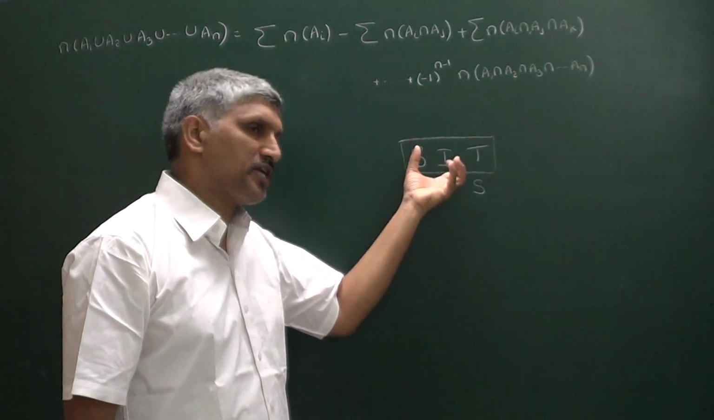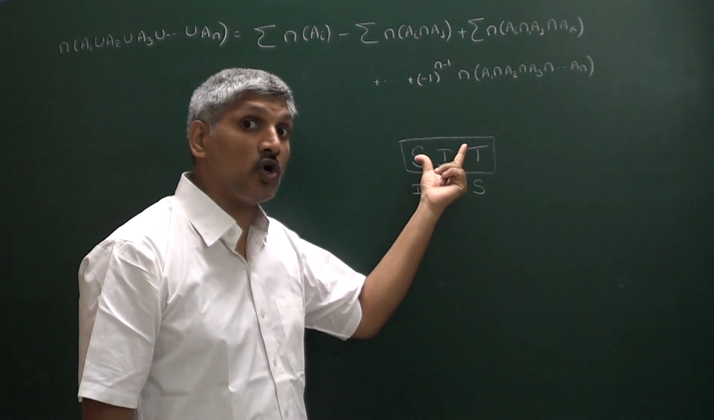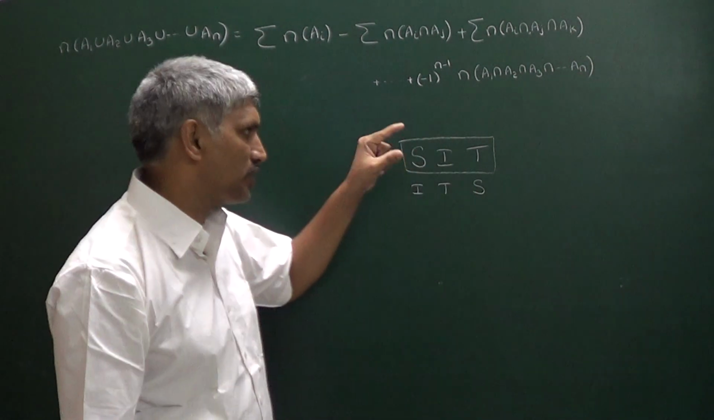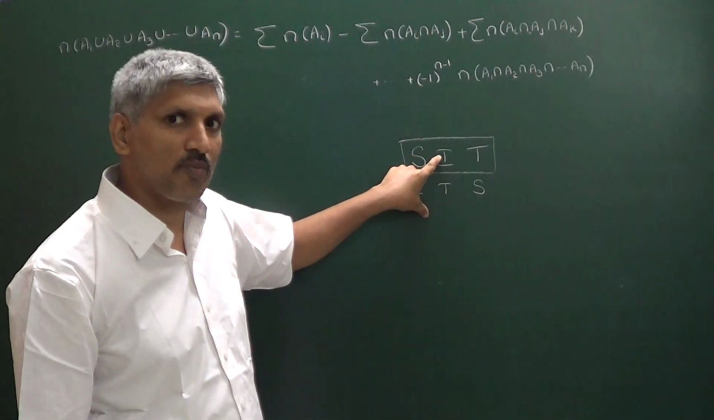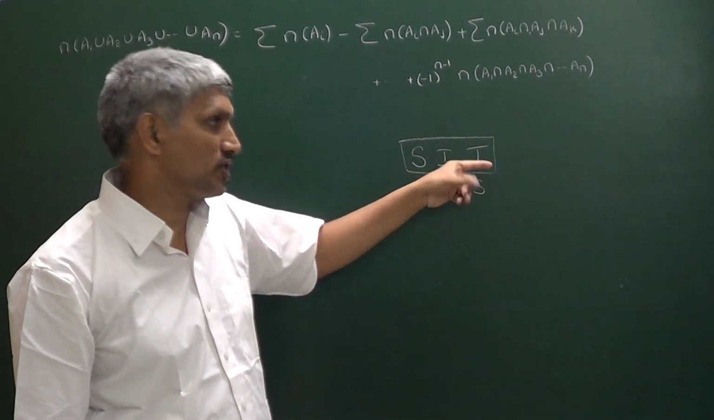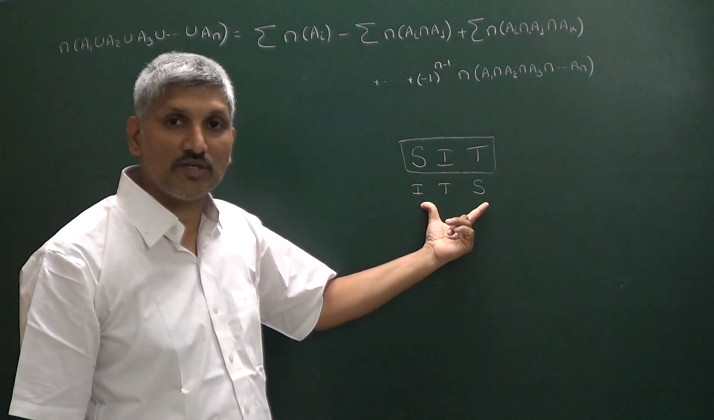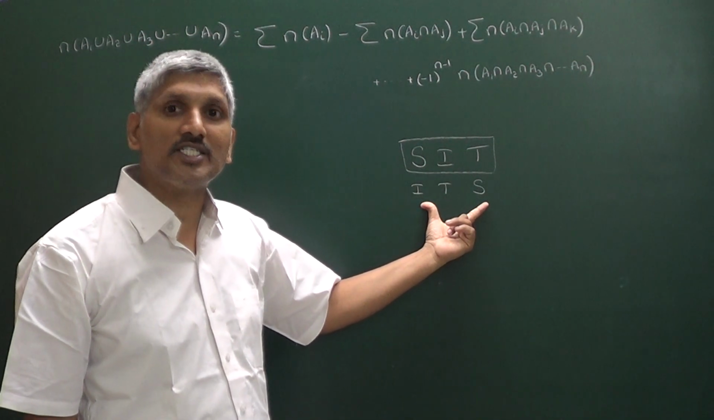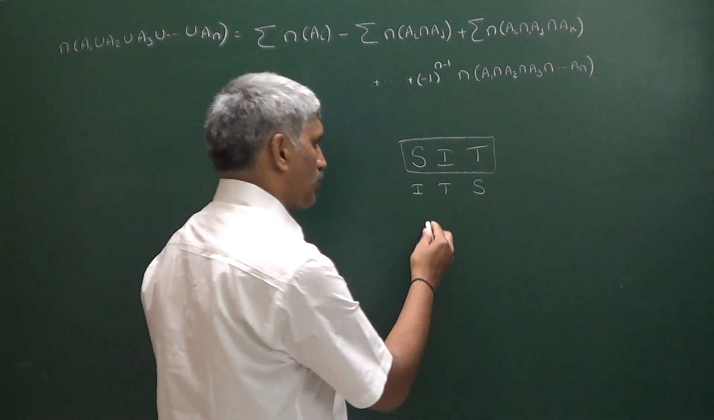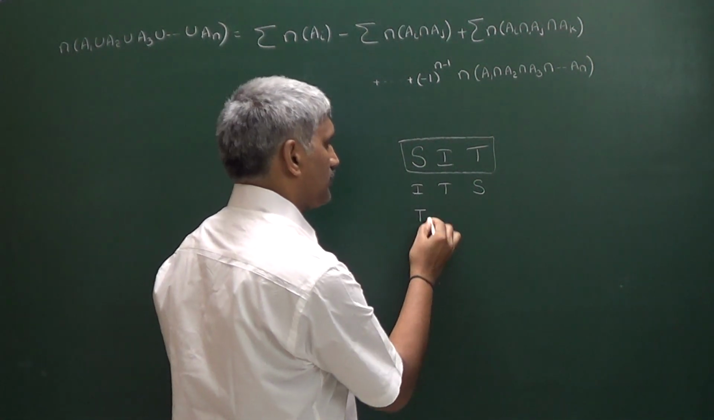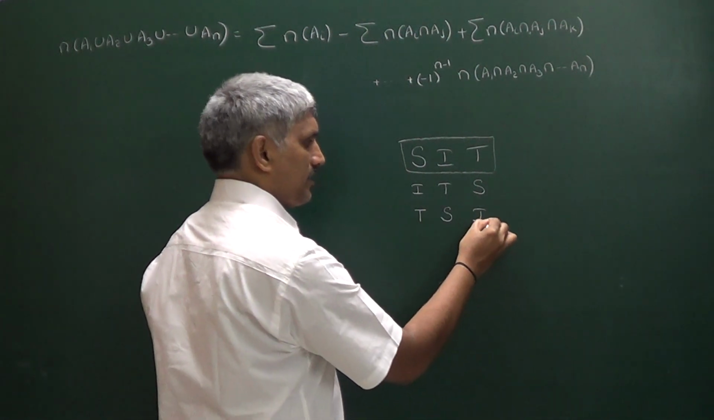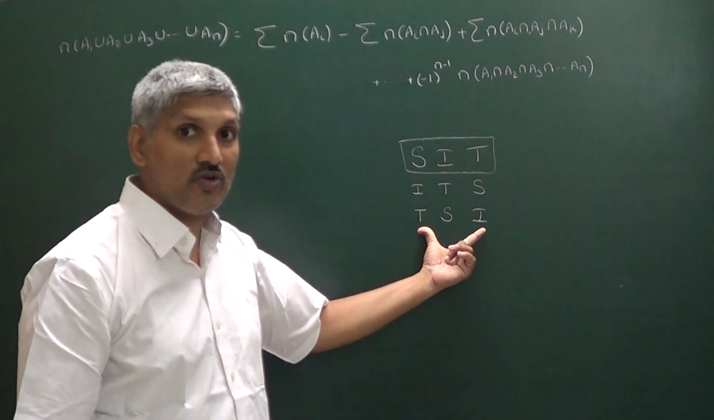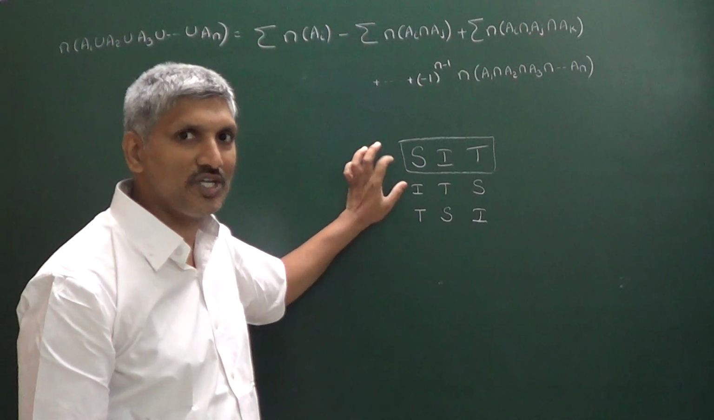We manipulated these words in such a way that no letter is in its original position. This is S, original position; I, original position; T, original position. Now observe this arrangement: no letter is there in its original position. Now you can observe, this is T. Here I am filling S. Here I am filling I. Here also the same. No letter is there in its original position.